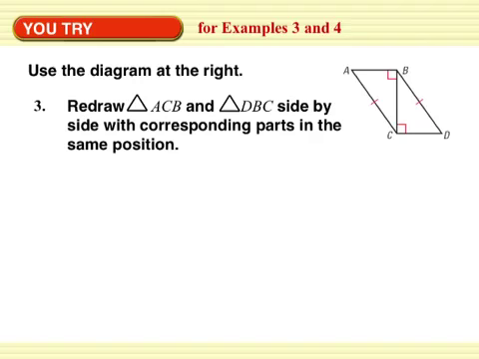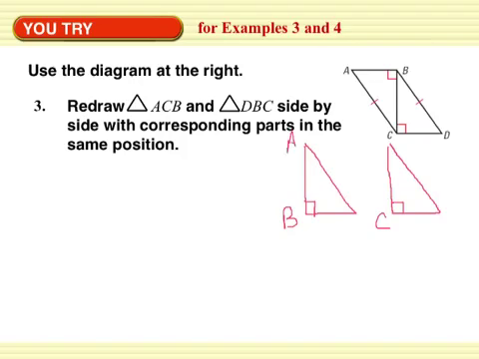Use the diagram at the right. Redraw triangles ABC and BCD side by side with the corresponding parts in the same position. So this is B, it's a right triangle. This is C, it's a right triangle. AC, oops, A should be down here. AC is the hypotenuse. And then we look at BD, D is the short end, and we have the hypotenuse. So now we can see that the corresponding parts are in the same position.